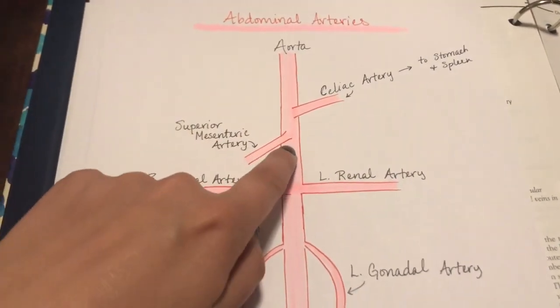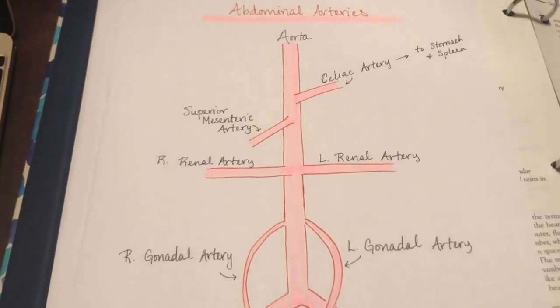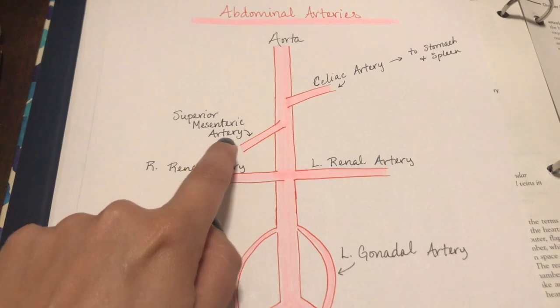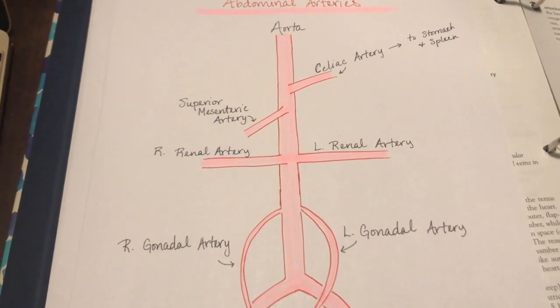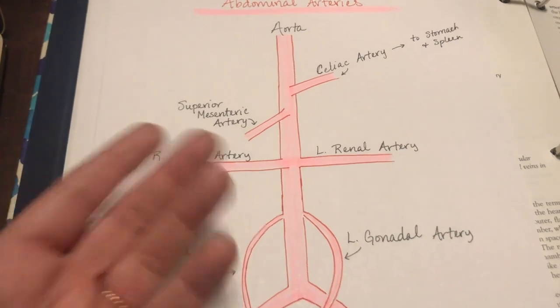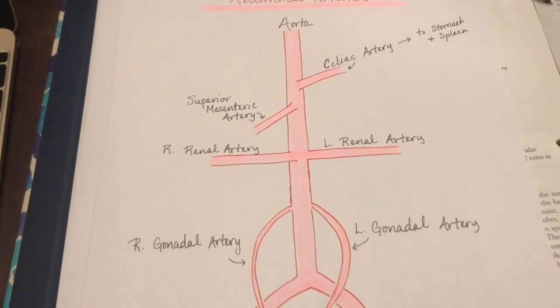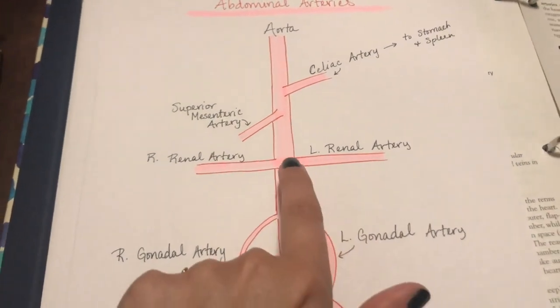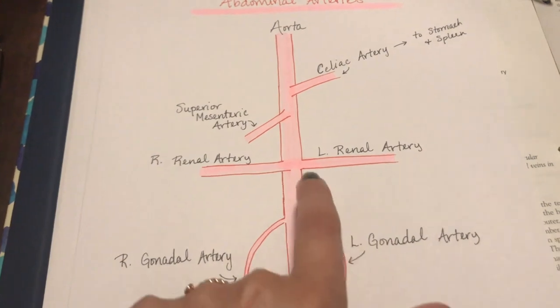Then, immediately below it and pointing more to the right side of the mink's body, you'd have the superior mesenteric artery. For the veins, you get a superior and an inferior. For our artery, we only have the superior mesenteric artery going out to the small intestine. Well, it'll also go to the large intestine, but the big one that it goes to is the small.